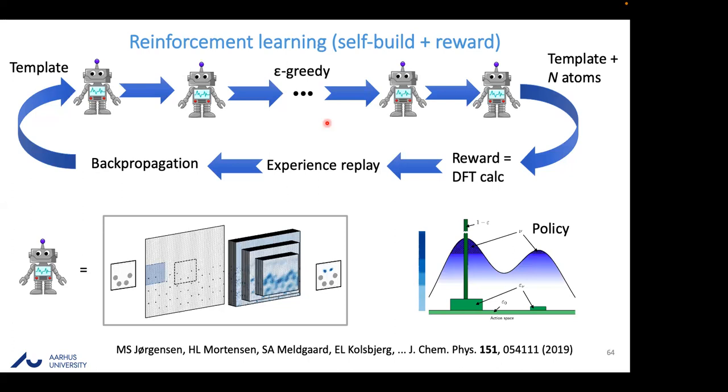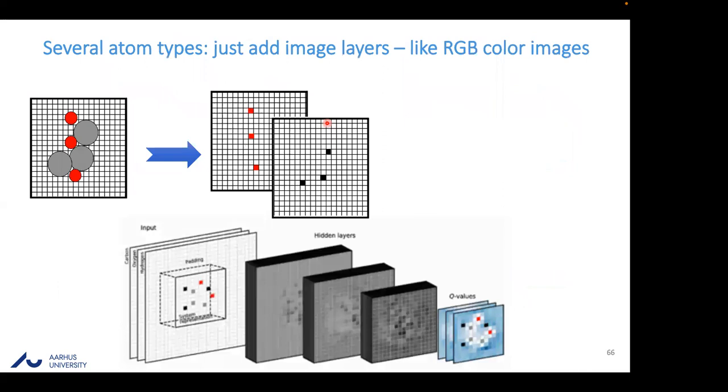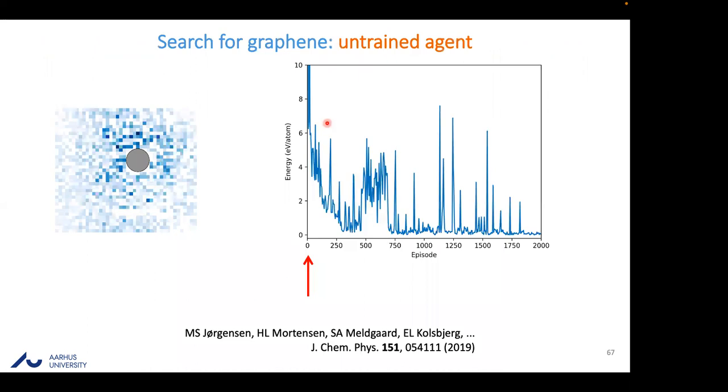And that's it. It took 2 years for 6 people to code. Here's one thing: I argued that I had translational symmetry. We have a means of doing rotational symmetry. And here's another thing: it can be done for more than one species by having more input layers, just like when you do image recognition, you can input more colors in your image.